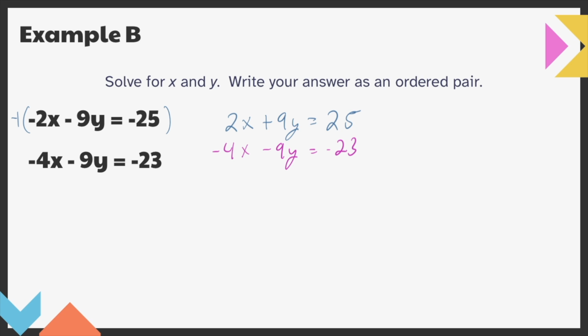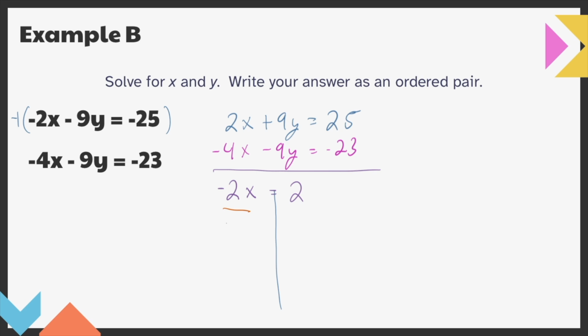So the good news is now I can see that my y's are going to cancel, so I'm going to do that. So 2x and negative 4x added together is going to give me negative 2x. Positive 9y and negative 9y are going to cancel, and then 25 minus 23 is going to give me positive 2. So now it's time to solve my one-step equation, so I'm going to go ahead and draw my wall.